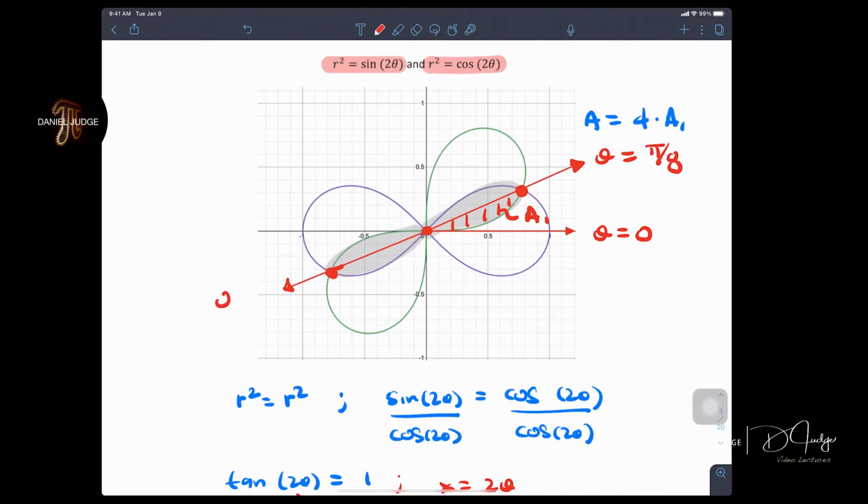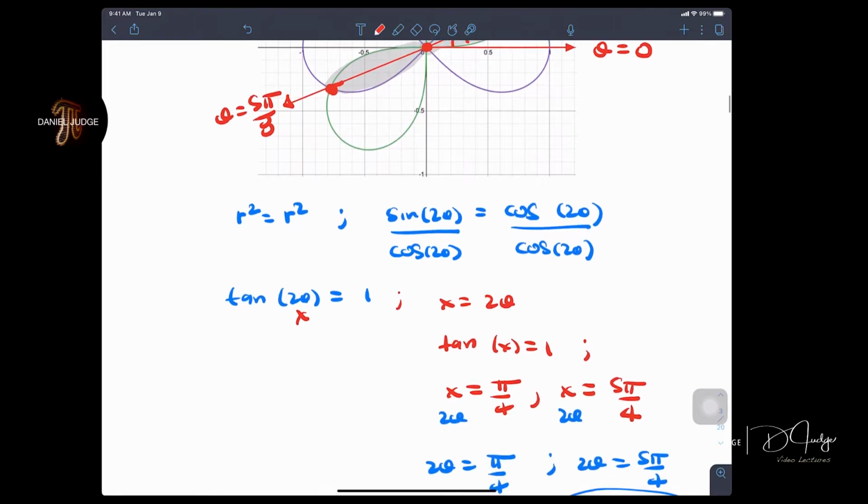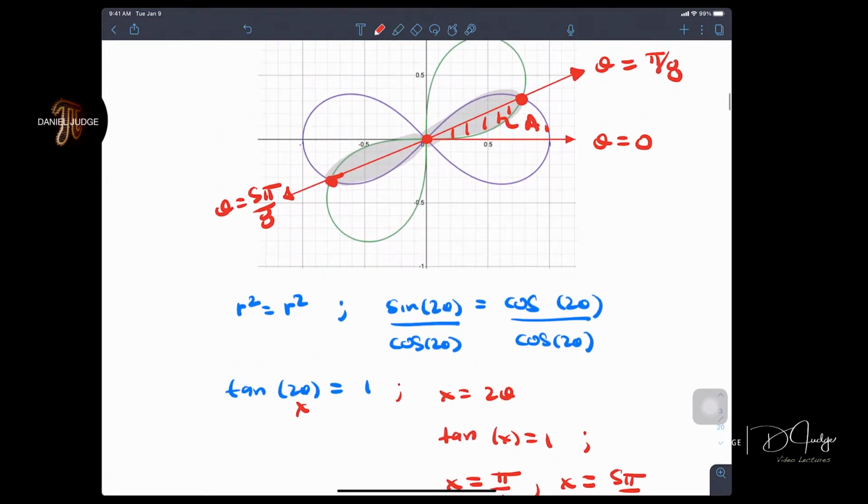Don't need it. This would be that 5 pi over 8. So we're just going to take what we need. We're going to take that 4 times that area again. We're going to do it the same way, and we need to know the area in green.